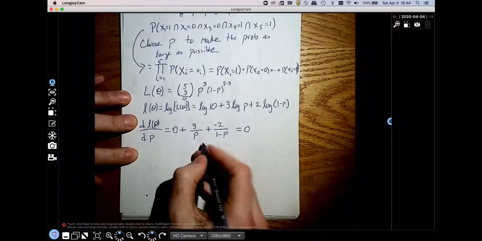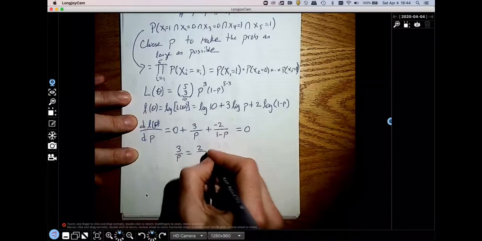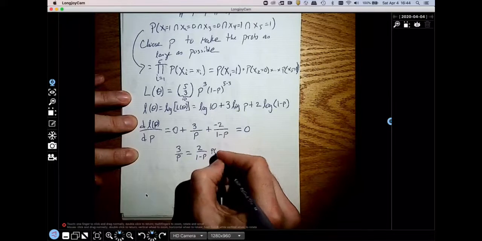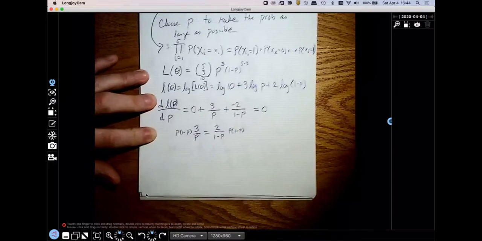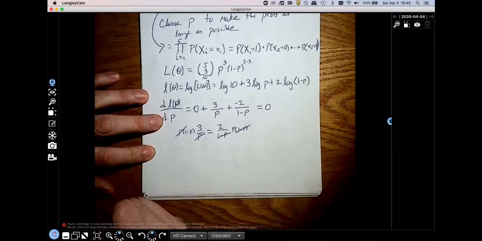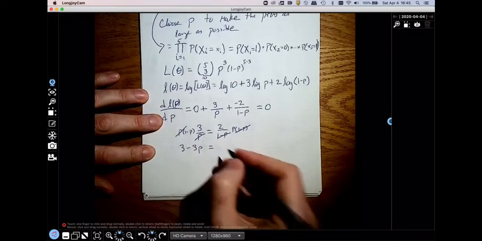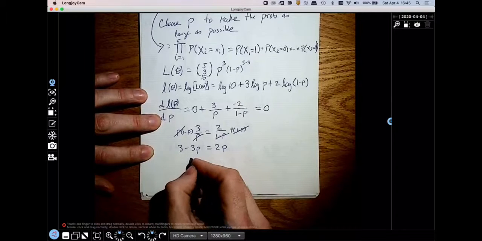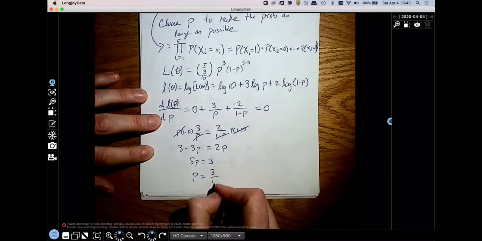So let's go, I'm going to move this term to the other side. 3 over p is equal to 2 over 1 minus p. And I can multiply both sides by p times 1 minus p. And if I do that, that p crosses out, the 1 minus p crosses out. So I'm left with 3 minus 3p is equal to 2p. And I'll move this to the other side. So 5p is equal to 3. p is equal to 3/5.